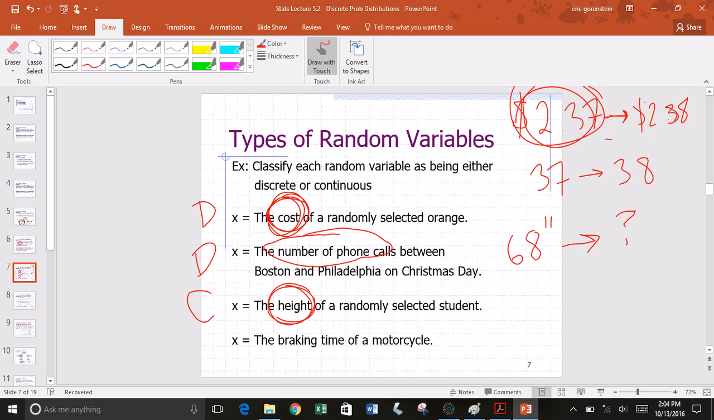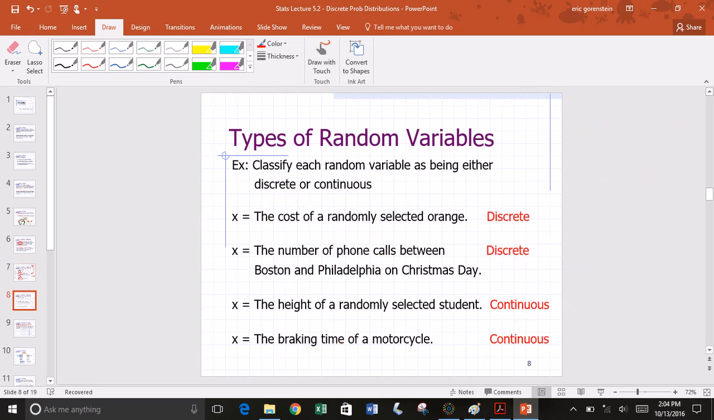And the last one, breaking time. So again, time. Let me pick a random time. Let's say 7 seconds. What is the next possible time after 7 seconds? Well, again, you can't say 8 seconds, because what about 7.5, or 7.1, or 7.001, or 7.00001? So height and time, these are measurable quantities, so it doesn't make sense to talk about the next possible number.